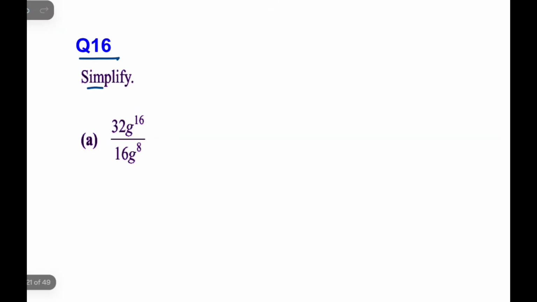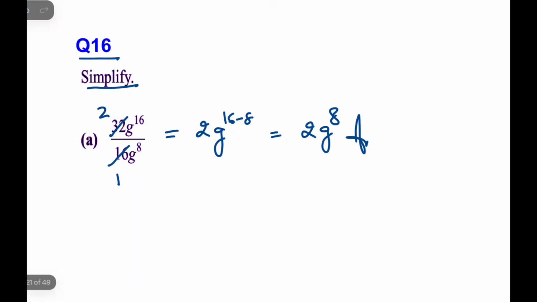Question number 16, we have to simplify 32g power 16 upon 16g power 8. So it will be 16 times 1 and 16 times 2. So we are left with 2 and g power 16 minus 8. So we get 2g raised to power 8.